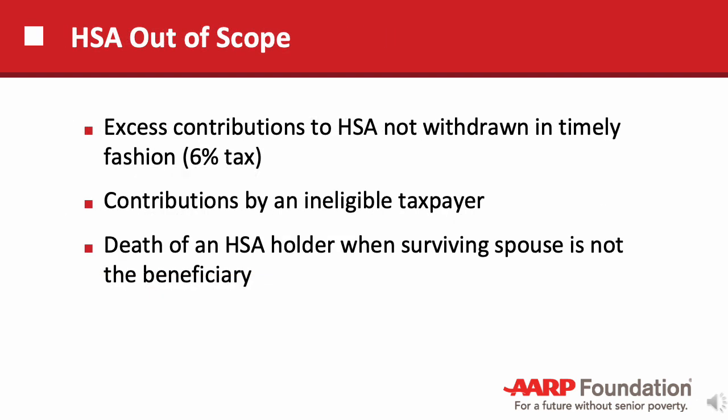So for an HSA, what is out of scope for us? Excess contributions to an HSA that are not withdrawn in a timely fashion. We covered this. That would incur an extra 6% tax. If there is a tax, it's out of scope for us. Contributions by an ineligible taxpayer. That'd be a situation where a taxpayer maybe is not eligible, but opens an HSA and contributes to it. And the death of an HSA holder when the surviving spouse is not the beneficiary.